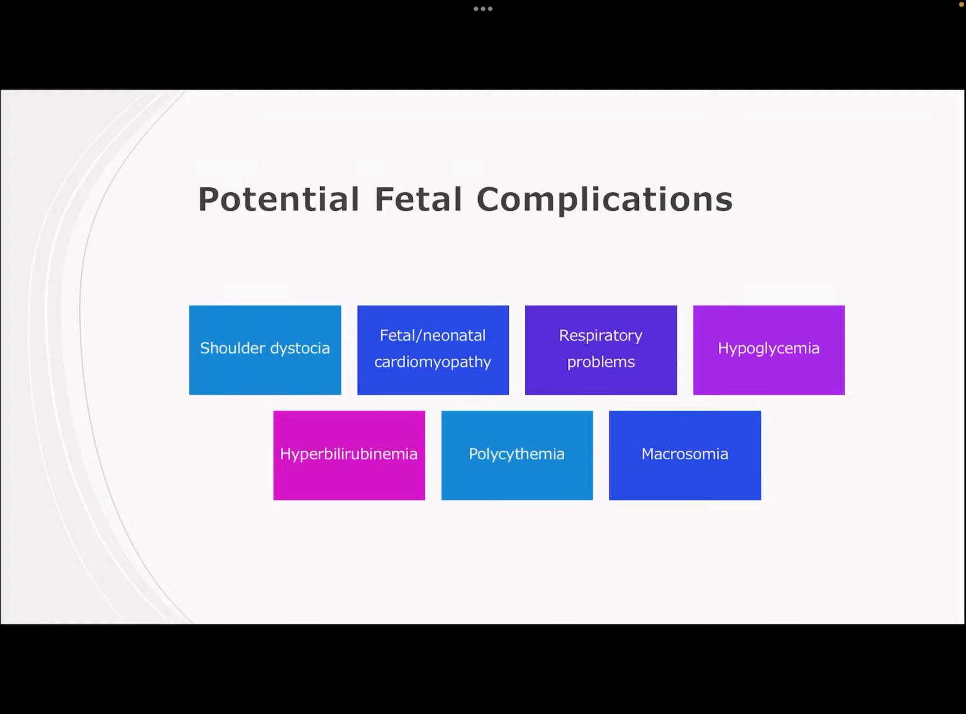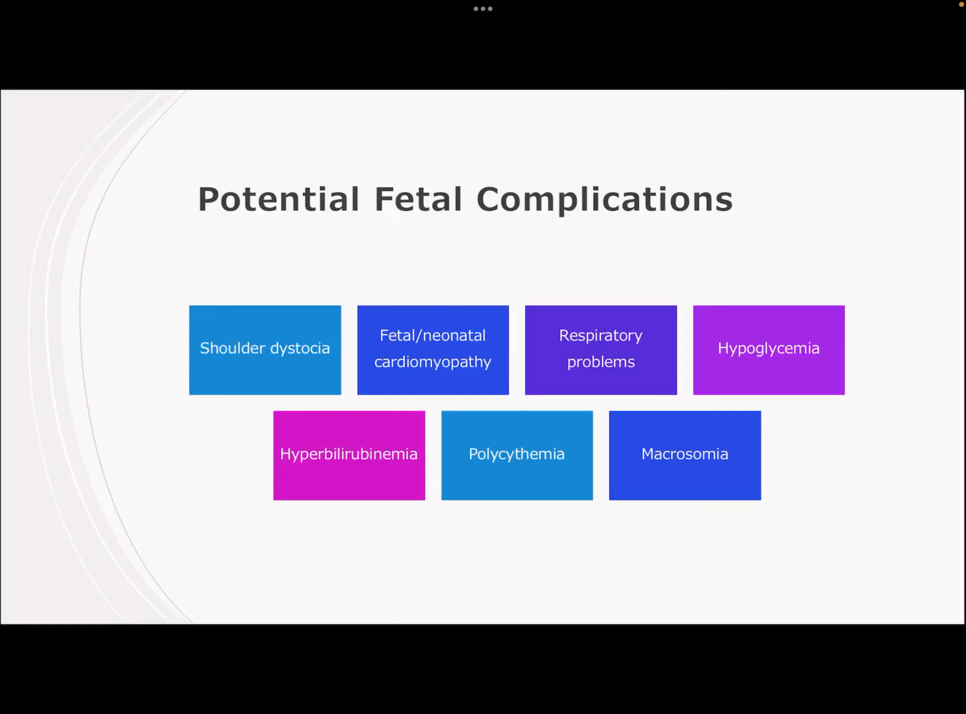Potential fetal complications: shoulder dystocia often occurs due to fetal macrosomia. Macrosomia is defined as birth weight more than 4,000 to 5,000 grams, which puts them in greater than the 90th percentile for their birth weight. And macrosomia occurs due to poor glycemic control. Fetal/neonatal cardiomyopathies can occur, as well as respiratory problems.